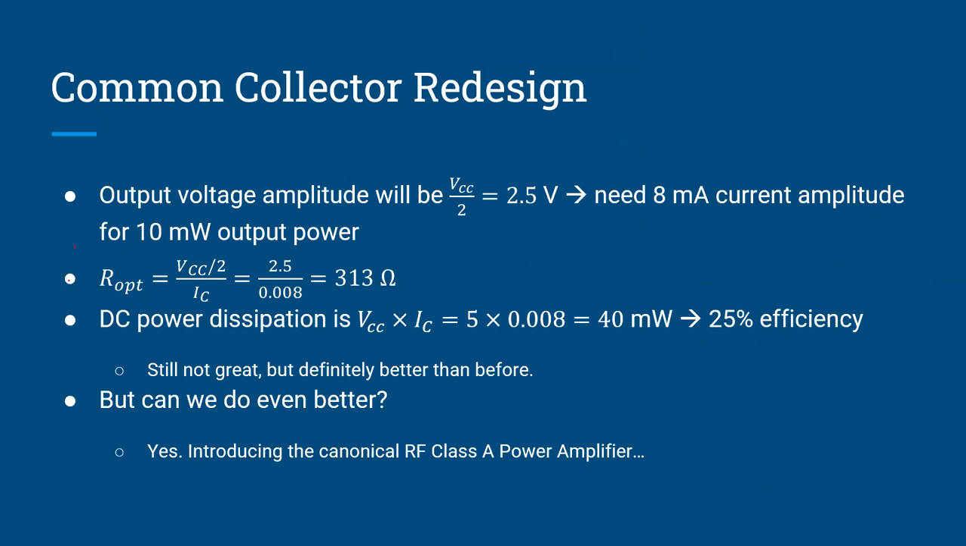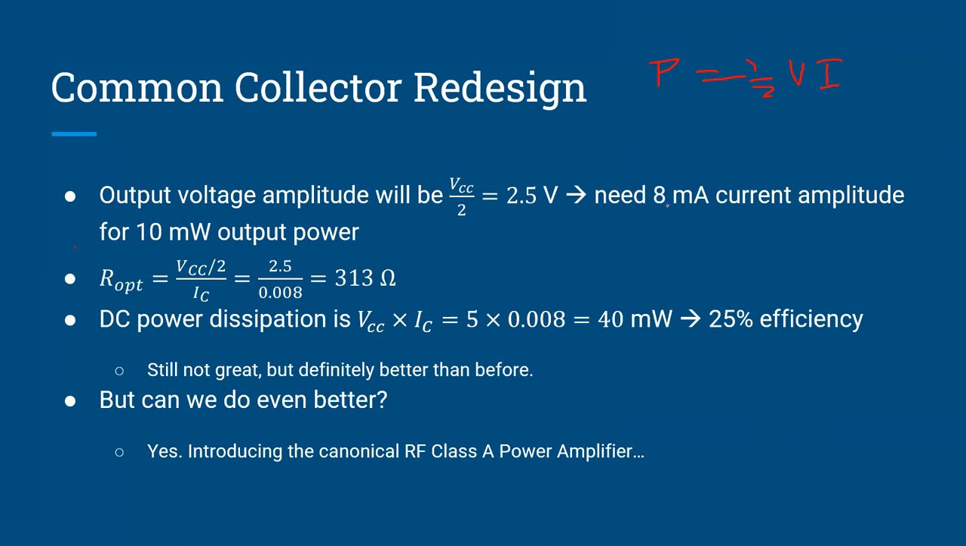So let's try to redesign our amplifier from before using the optimum load resistance in order to maximize the efficiency. Well, we know that the output amplitude is going to be 2.5 volts. And remember, we wanted a 10 milliwatt output power. So you just do the same thing we did before, right? The output power is 1/2 V times I. So in this case, V is 2.5 volts. P is 10 milliwatts. So we just do P times 2 over V to get I. In this case, it comes out to 8 milliamps.